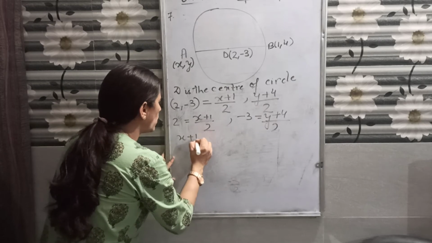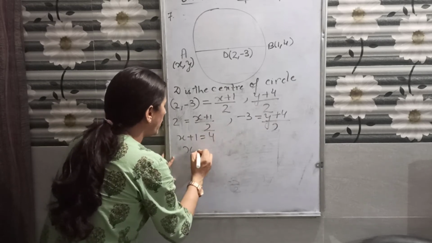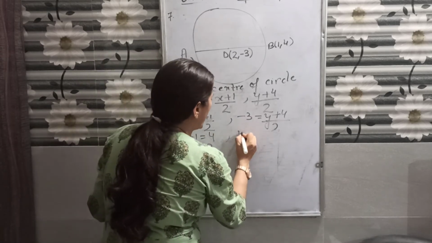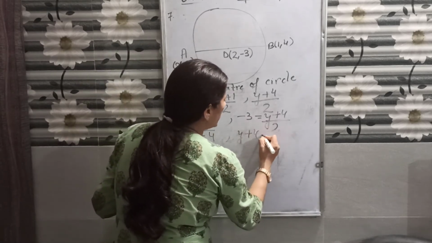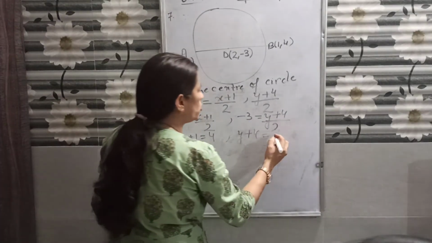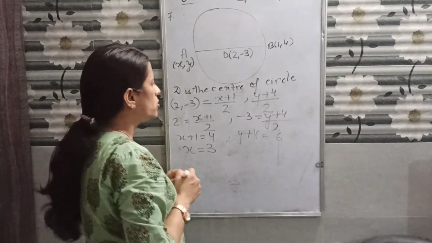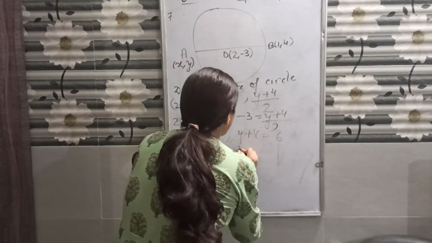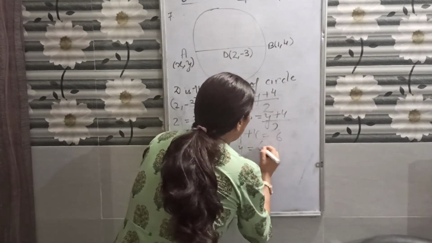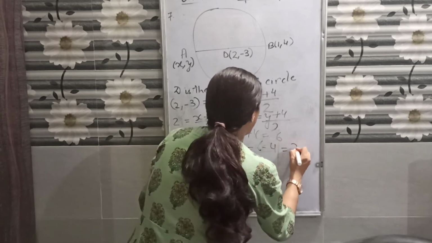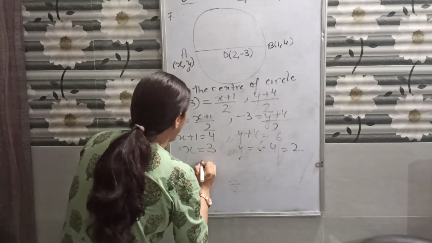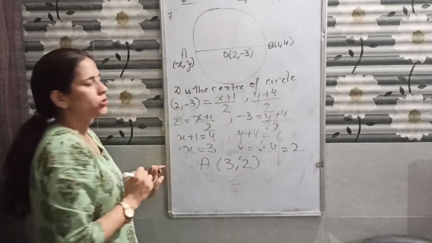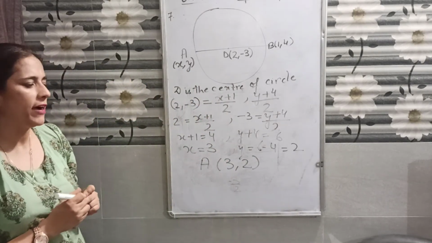Now 2 twos are 4, so x plus 1 is equal to 4. From here x will be 4 minus 1, that is 3. And here y plus 4 is equal to minus 3 into 2, that is minus 6. So y is equal to minus 6 minus 4. So your point A is 3 and 2. This is your answer. Fine.